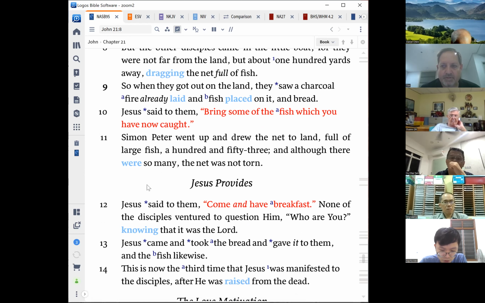Can you read verse 13 also? Jesus came and took the bread and gave it to them, and the fish likewise. Okay. Yes. Thank you.